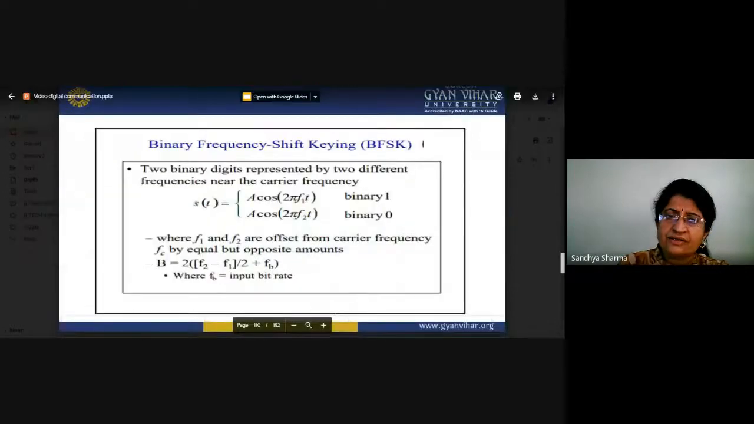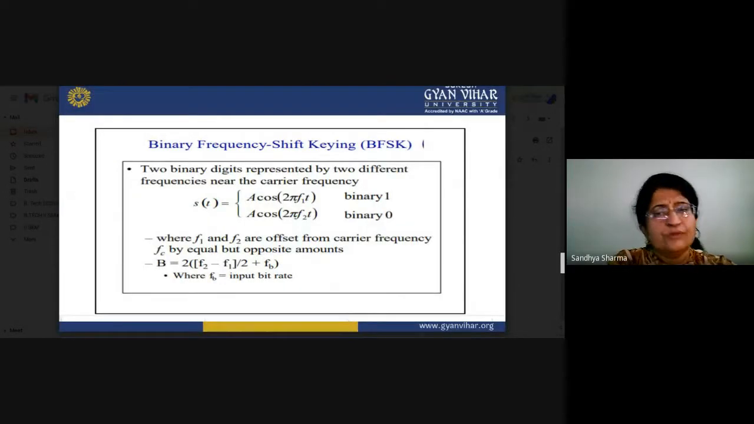If we are working with A cos omega 1 t and A cos omega 2 t, omega 1 and omega 2 mean that the frequencies f1 and f2 are offset from the carrier frequency fc. These offsets are of opposite amounts. If you are working on the bandwidth, what about the bandwidth? It is F2 minus F1. That is how we can differentiate it.